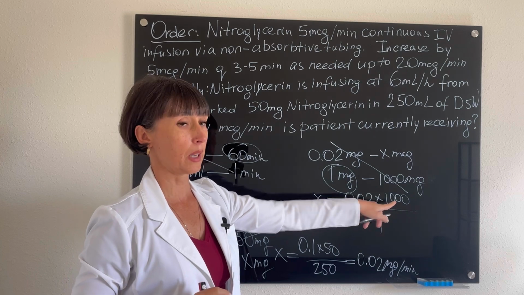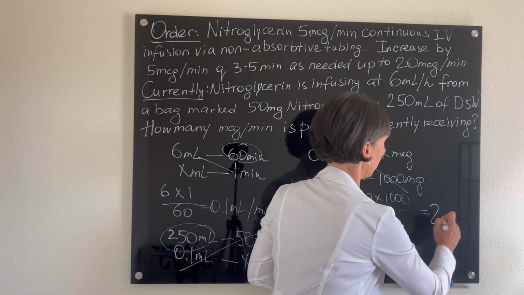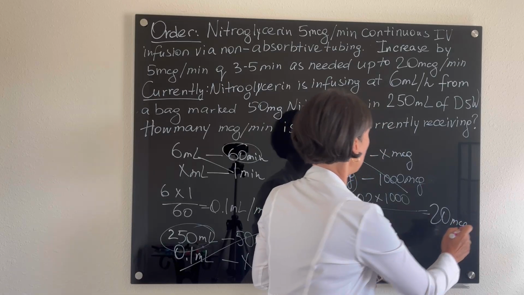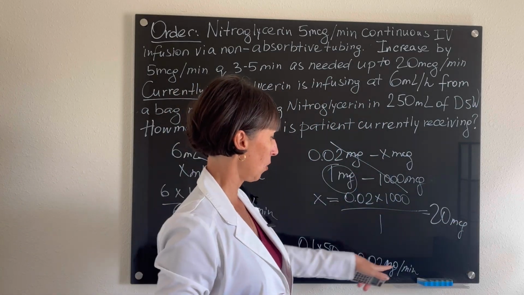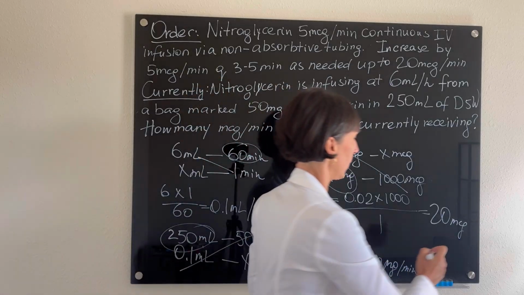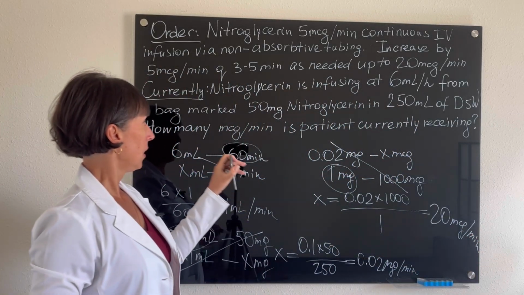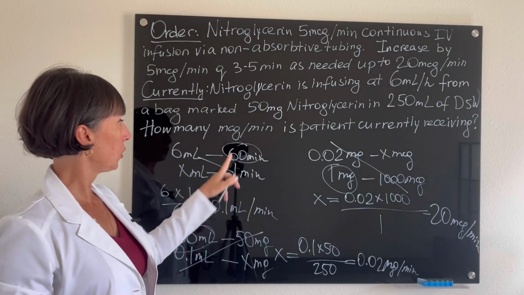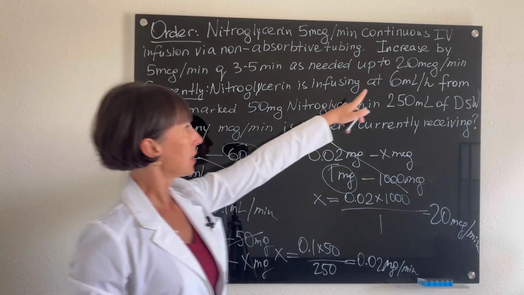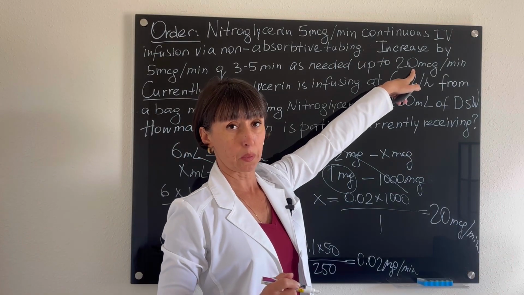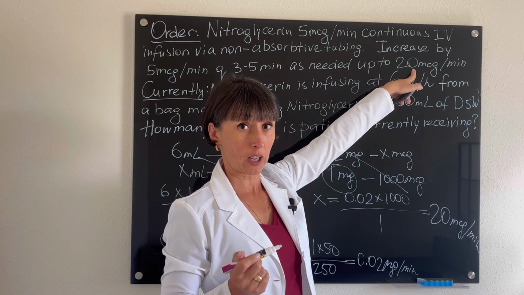I just need to multiply by 1,000, and that equals 20 microgram. I know I found microgram because I set my X to be microgram, and I know I was looking for a per minute number, right? So that would be my answer. Right now, my nitroglycerin is infusing at 20 micrograms per minute. And this is already the top rate that we want to have per order. So we don't want to exceed that. Good thing we checked, yes?